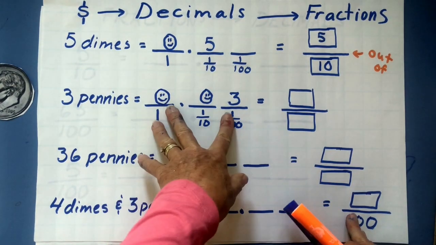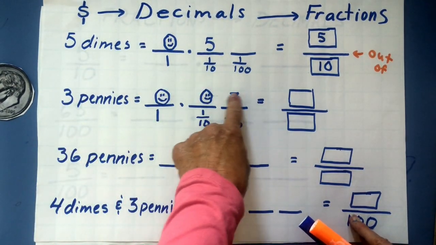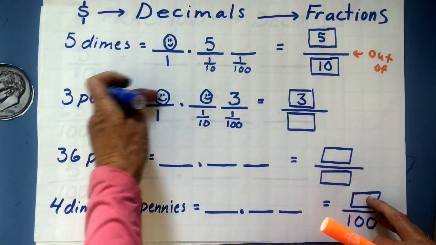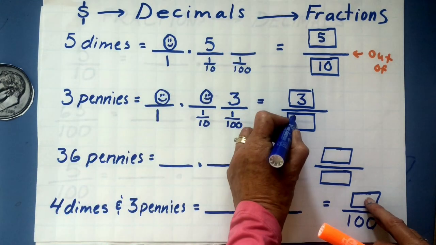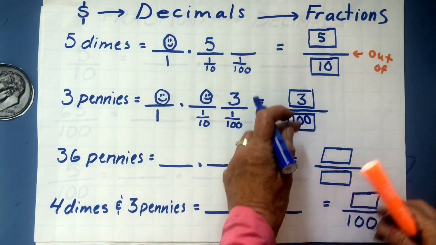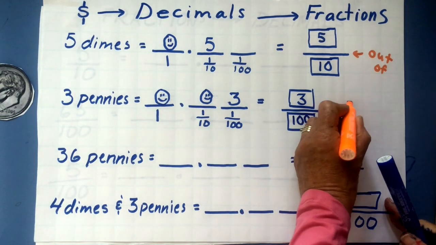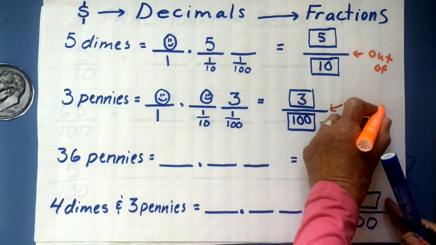Now how do I change this decimal to a fraction? I just write the number I see. This looks like 3. And then I write what the place value is that I ended on, which is 100. So again, this means 3 hundredths. Or you could just say I have 3 out of 100.